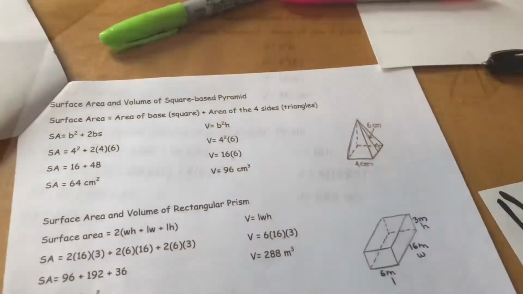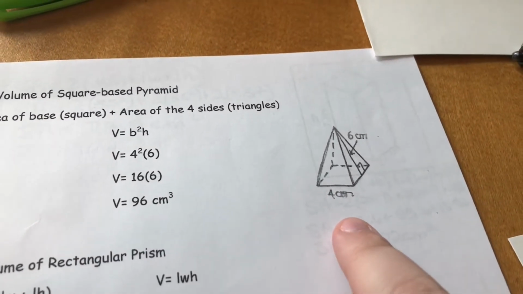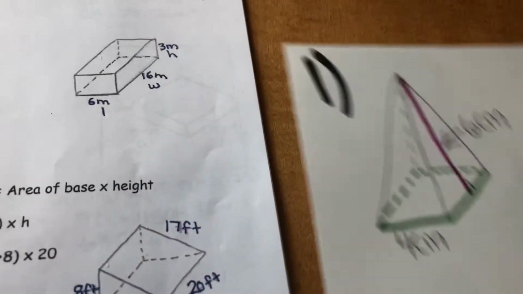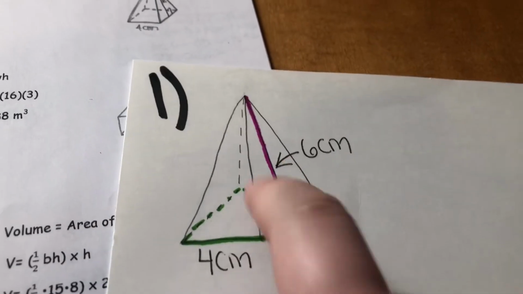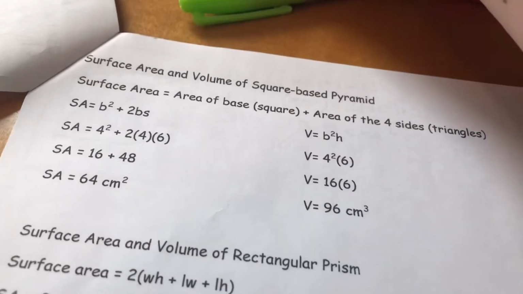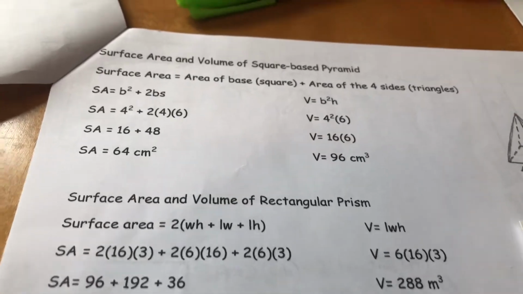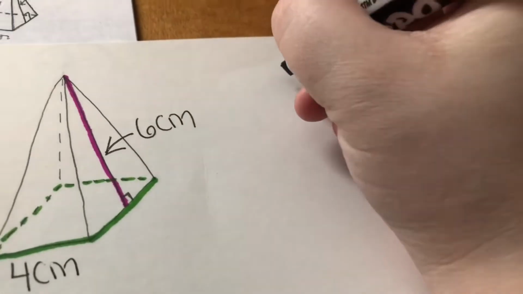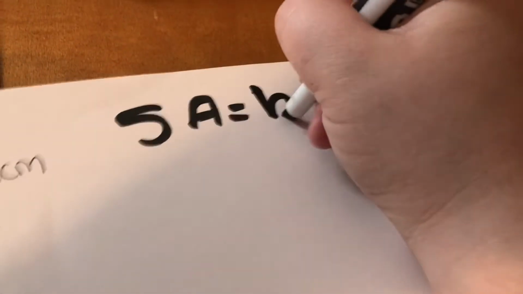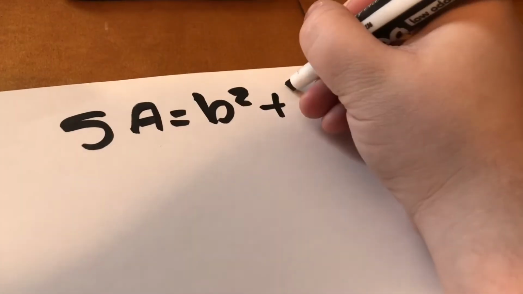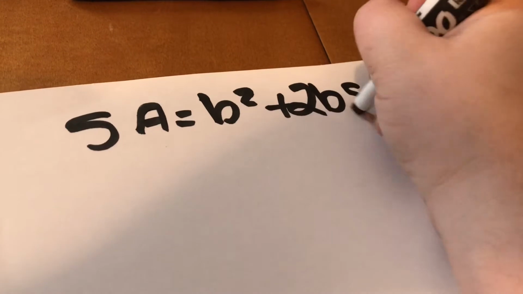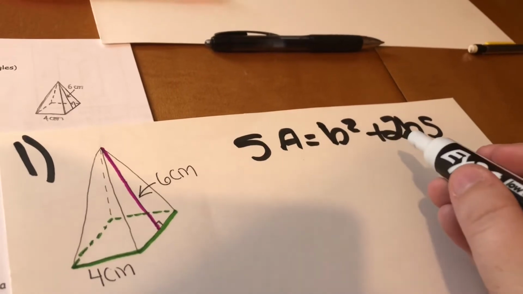So we're going to move on to the second page with all of your examples. So we're on this page and we're starting with this one right here. I went ahead and drew it over here. So we have all of our numbers. If we went to the front page, we would see that our formula is surface area is equal to base squared plus 2 times b times s. So b squared plus 2 times b times s.